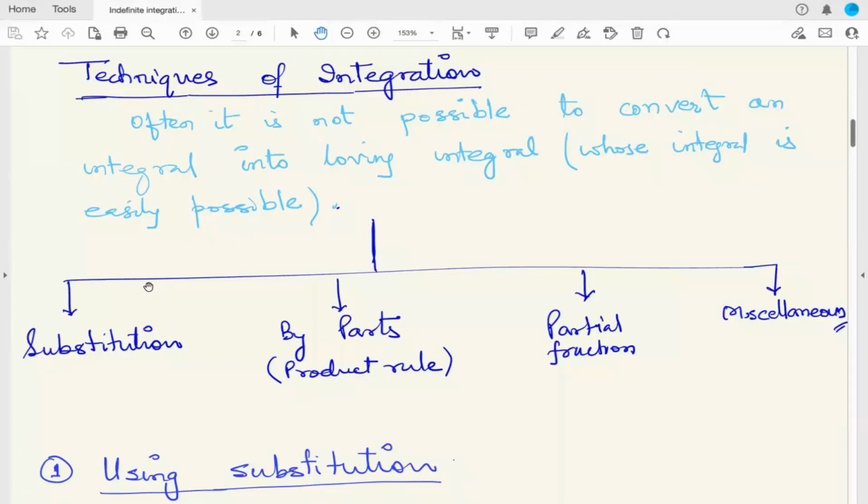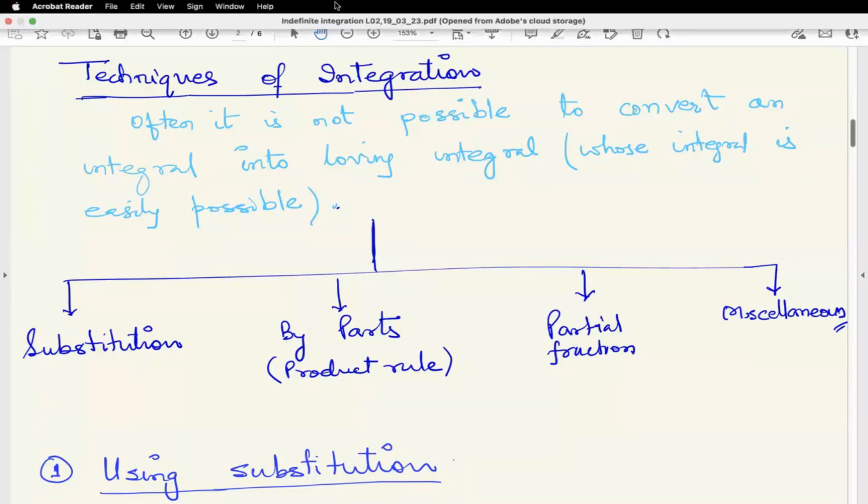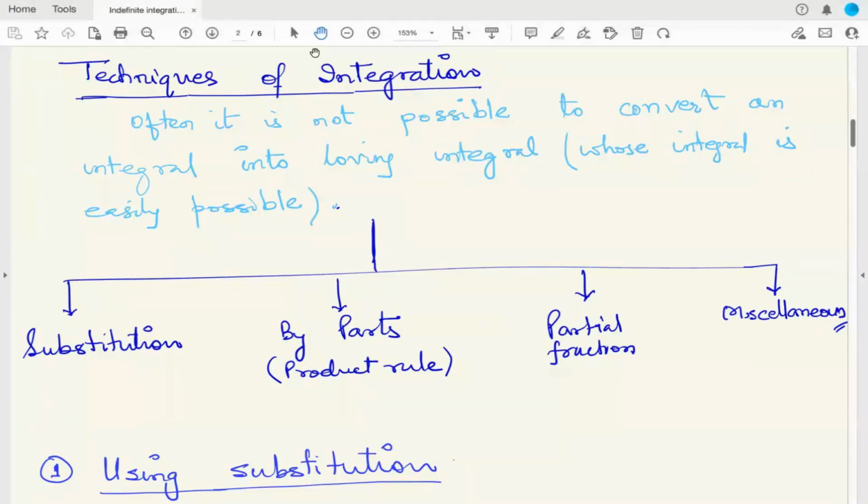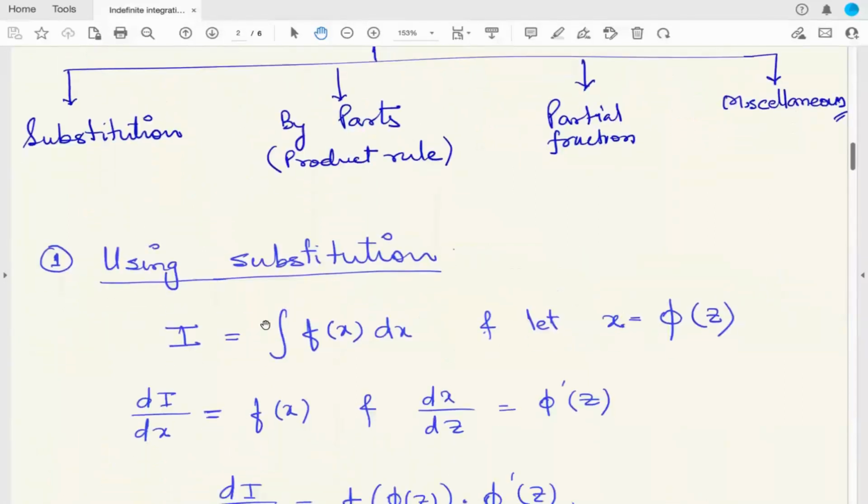I am again repeating what we do. We just convert the integrals into a favorable integrand. So now the first technique is using substitution. If this is not understood, it will become clear from the examples, but it is the basic kind of thing that we are going to understand.